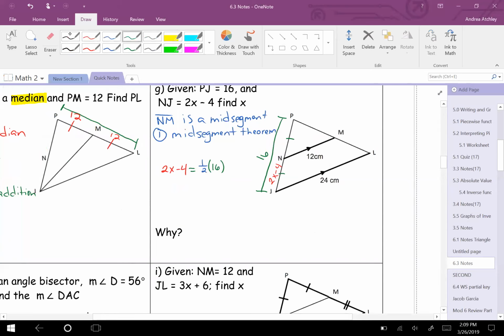So then we just solve it. 2x minus 4 is equal to 8. Then we add 4 to both sides, and we get 2x equals 12. Divide by 2, divide by 2, and I get x equals 6. Any questions over that?